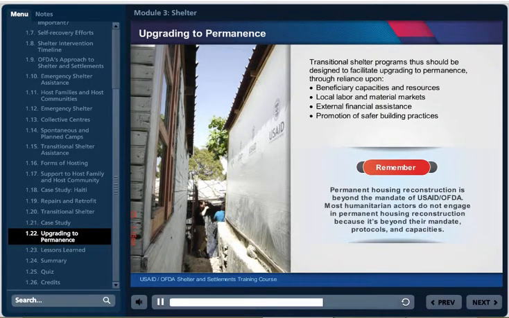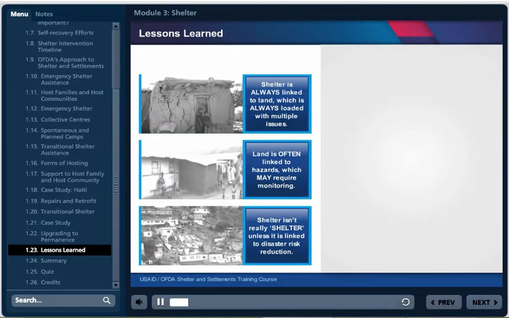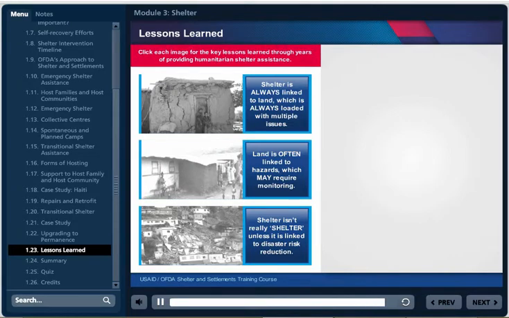Remember, permanent housing reconstruction is beyond the mandate of USAID and OFDA. Most humanitarian actors do not engage in permanent housing reconstruction because it's beyond their mandate, protocols, and capacities. Before we move on, let's have a look at some key lessons learned through years of providing humanitarian shelter assistance. Click each image for the key lessons.